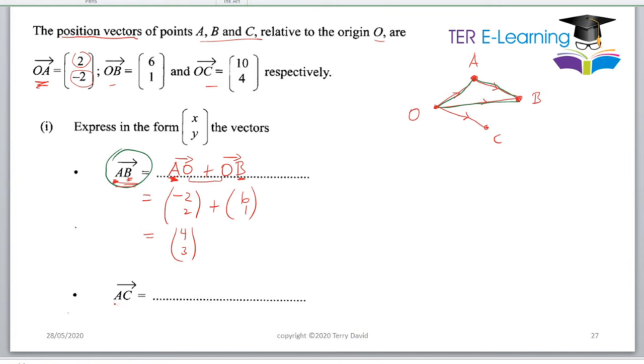So the next part now, you want to figure out what is the vector AC. So AC is this vector here. Look at something here. I want you all to give me the vector equation. AC is equal to what? How can I write a vector AC in terms of vectors that I already know?